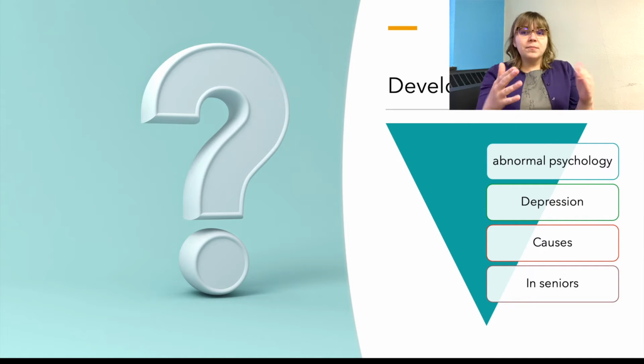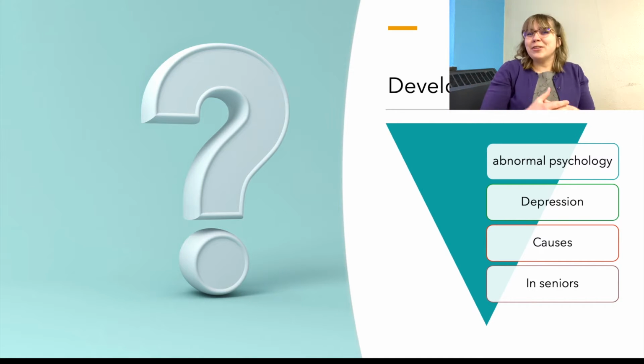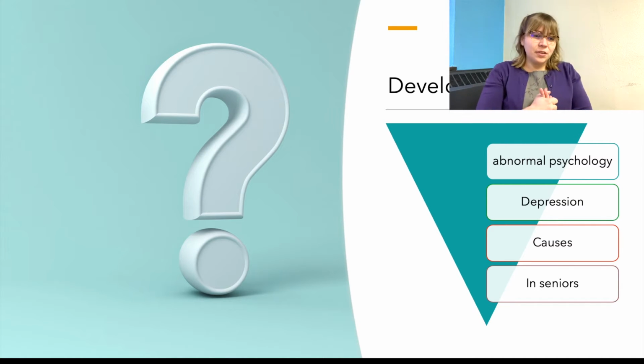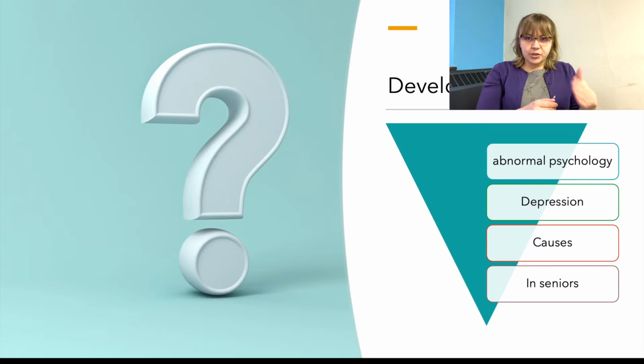From depression, because depression is smaller than abnormal psychology, but it is still quite a broad, large topic. And so we want to pick one aspect out of depression. And so I have on the screen here causes. So abnormal psychology, then we brought that down to depression, then we brought that down to causes of depression.